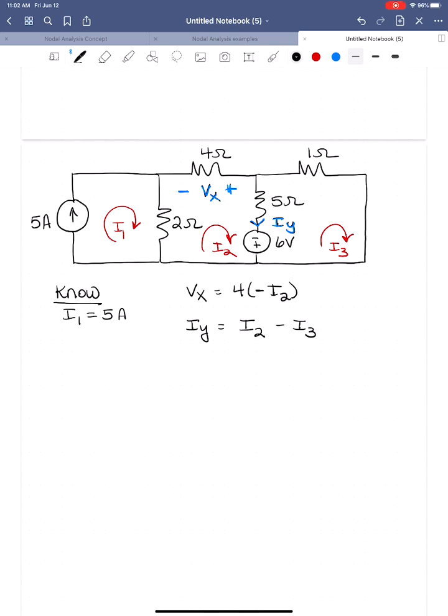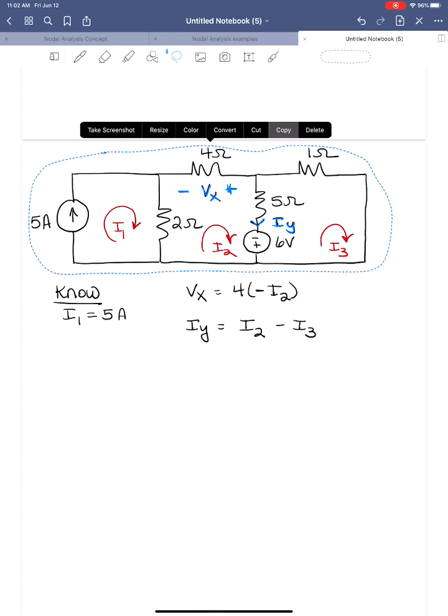Okay, so now we're going to go on and write the mesh equations that we need. Once we have written down Vx and Iy, we don't need those voltages and currents labeled on the circuit in order to solve. And I find that if you leave them there, this can be very confusing, especially at first. So what I'm going to do is take the circuit and copy it. I'm going to try to copy it.